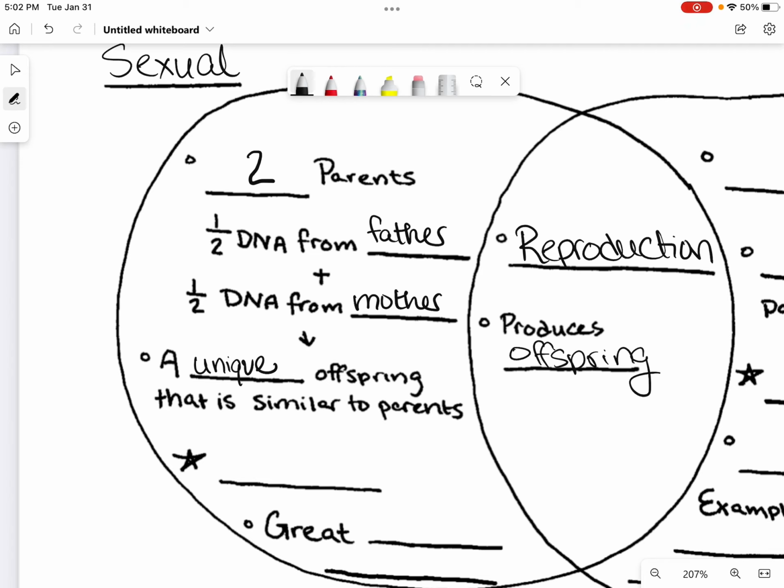And like we just talked about, a lot of this is due to the crossing over that happens in meiosis. So meiosis makes sexual reproduction possible. And because of that crossing over, we are going to notice great genetic variation in our offspring.